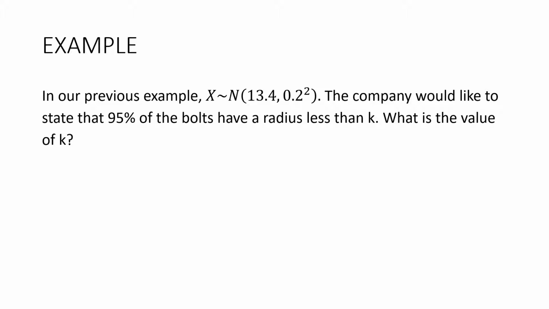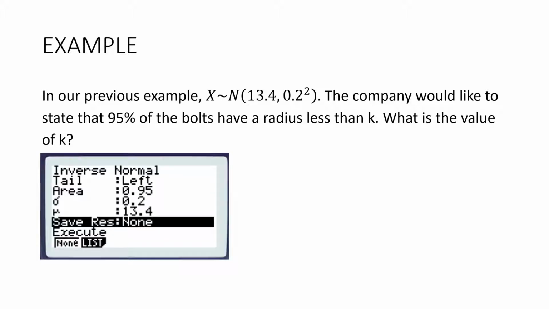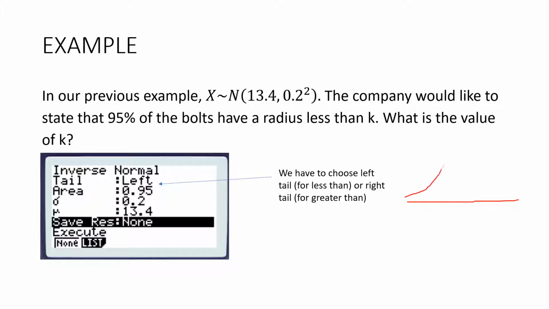So in one of our previous examples, X was normally distributed with a mean of 13.4 and a standard deviation of 0.2. And the company would like to state that 95% of the bolts that they manufacture have a radius less than K. What is that value of K? So when we put it in here, we've got to decide whether we want the left-hand tail or the right-hand tail. If we draw a quick picture, this actually makes a lot of common sense.